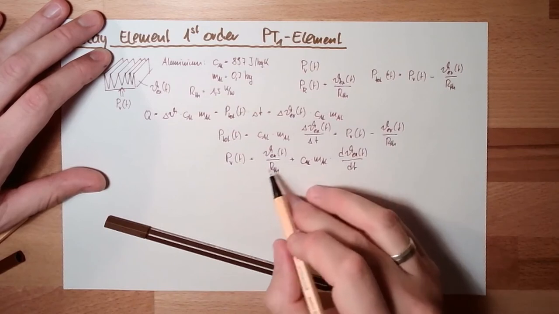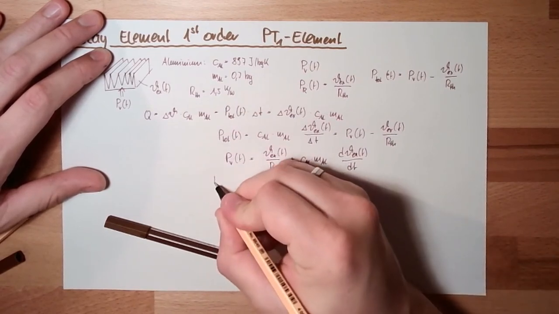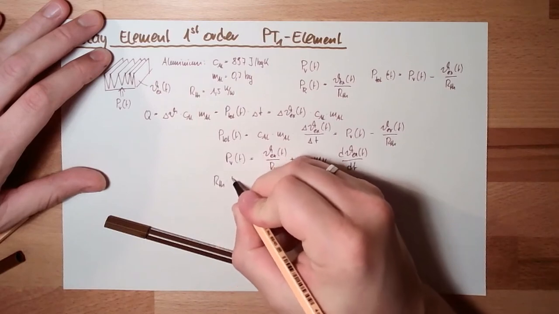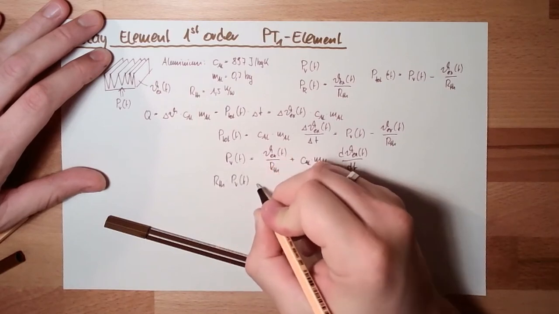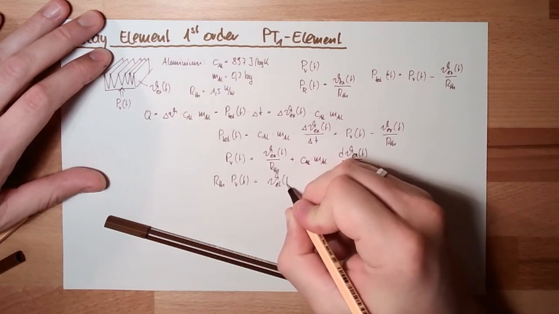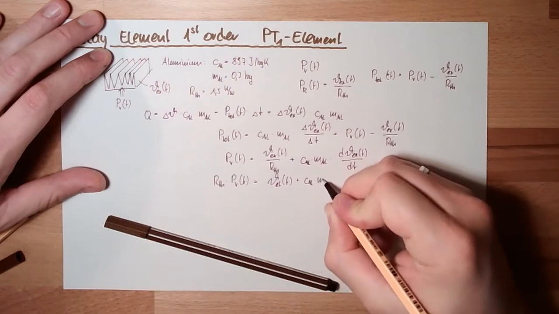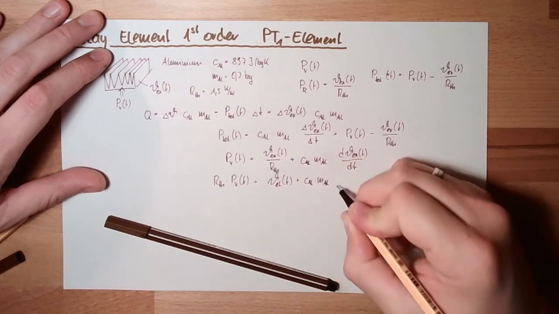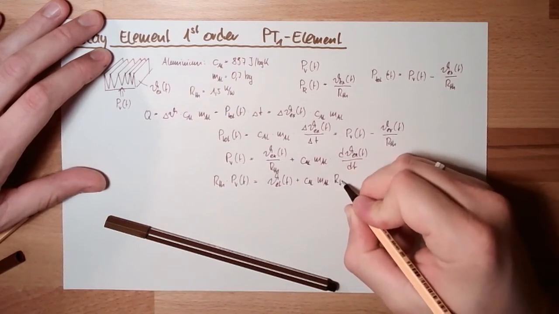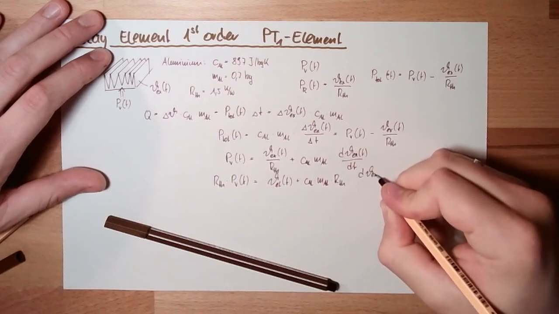And now I want to get rid of this. So basically, what is written is RTH multiplied by PV equals the excessive temperature plus C aluminium, M aluminium, RTH, and the change rate of the excessive temperature.